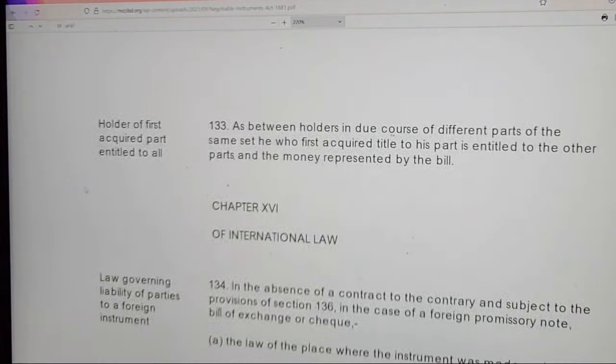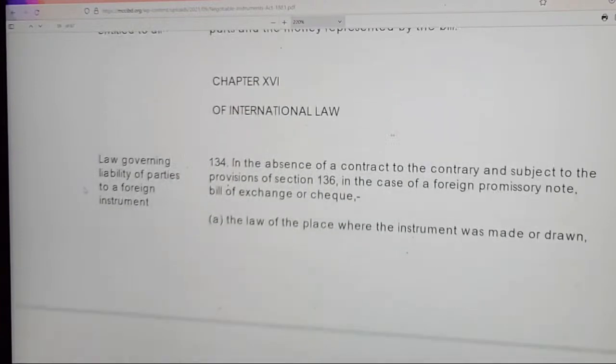Holder of first acquired part entitled to all. 133. As between holders in due course of different parts of the same set, he who first acquired title to his part is entitled to the other parts and the money represented by the bill.